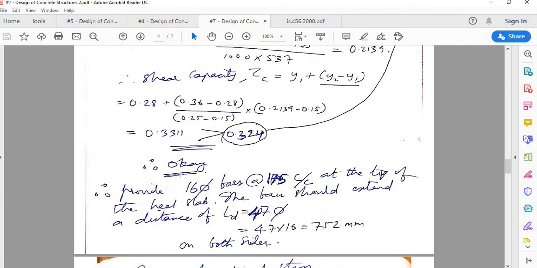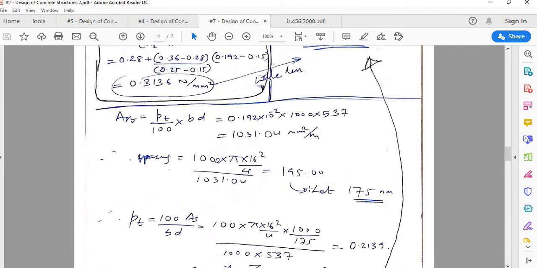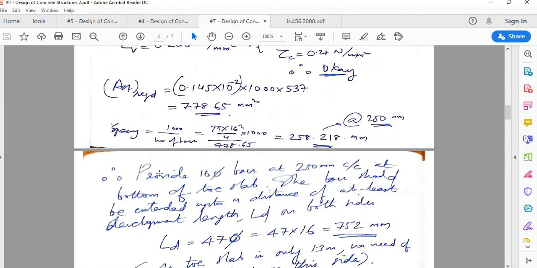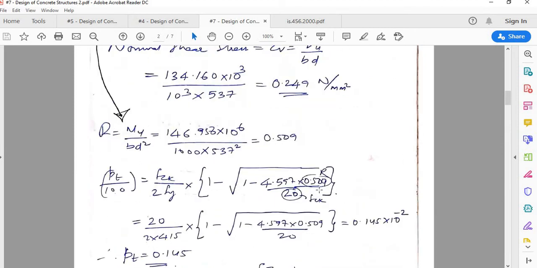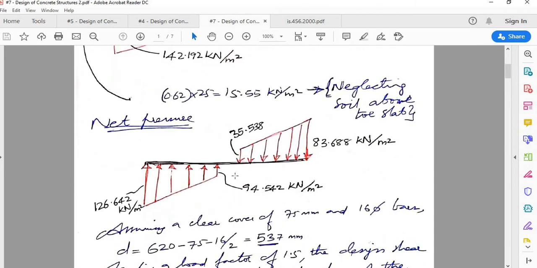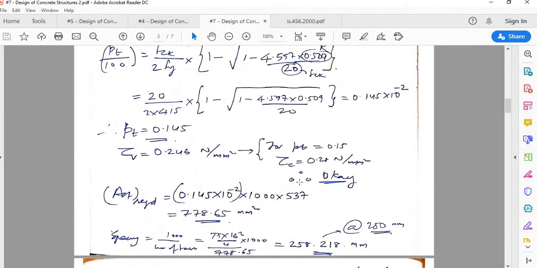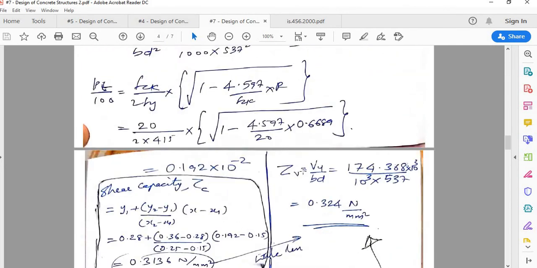Okay, so this design is also okay, the design of heel slab. For the heel slab we are getting a reinforcement of 16 dia at 175 center to center. For the toe slab we had obtained 16 dia at 250 center to center. So more reinforcement is required in heel slab, and that is understandable because even though the overall stress appears to be low, the length is larger, so bending moment, shear force and total force remain more than this. Okay, so we completed the design of heel slab and toe slab.